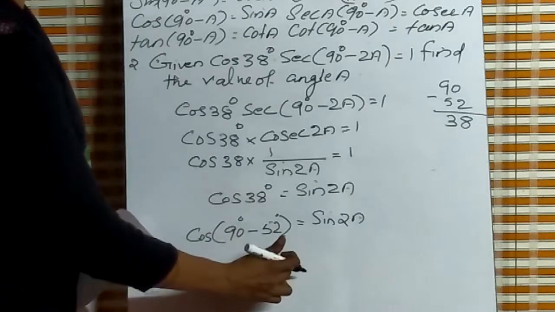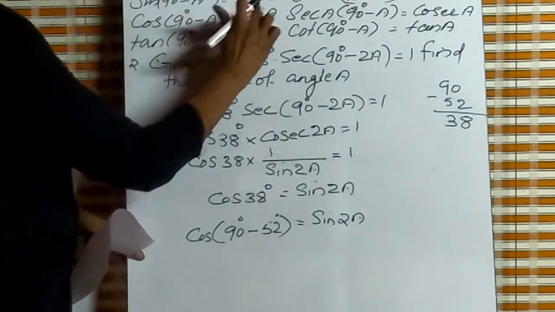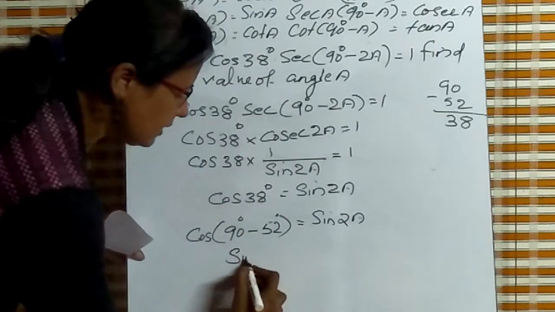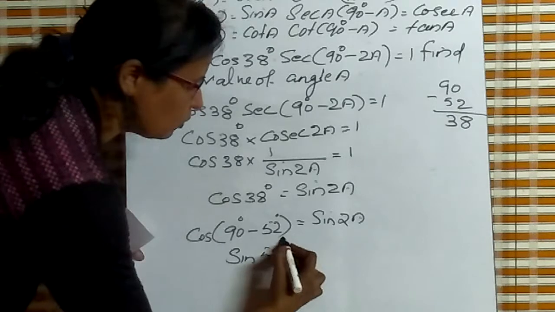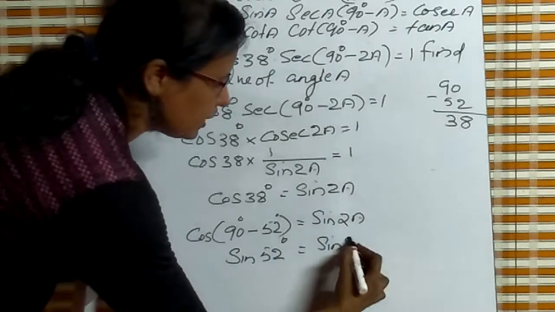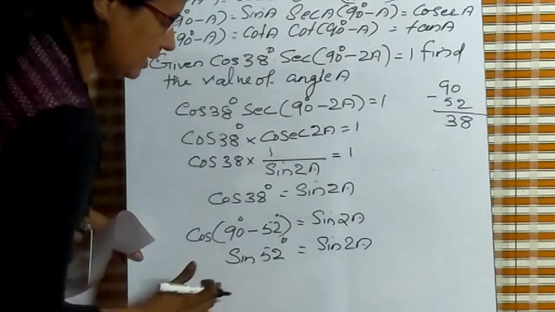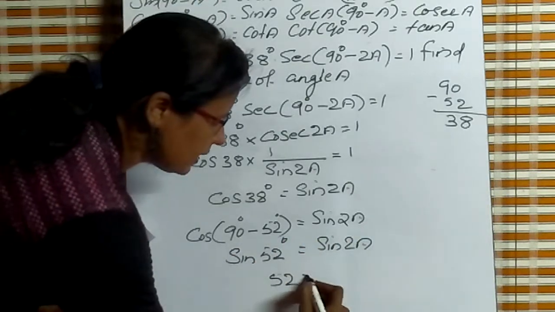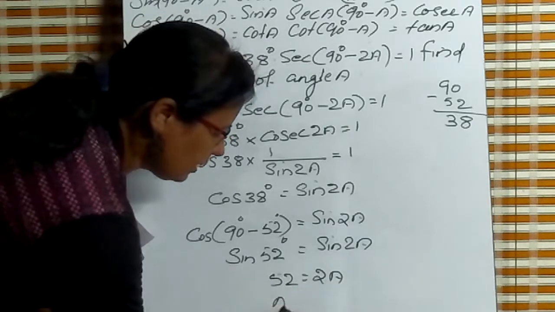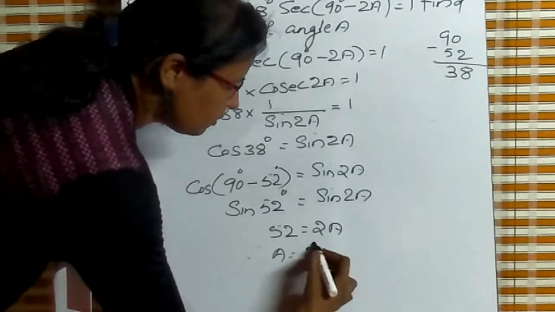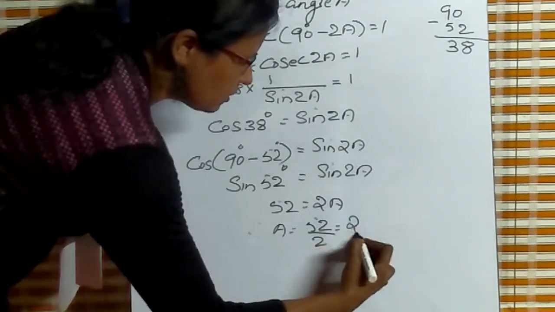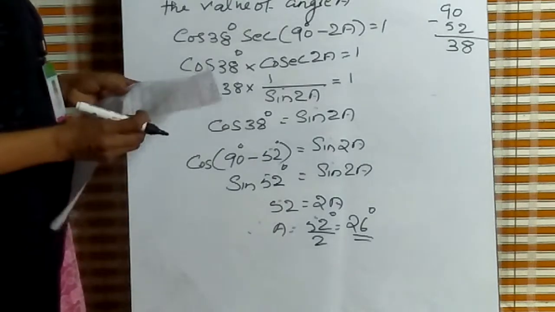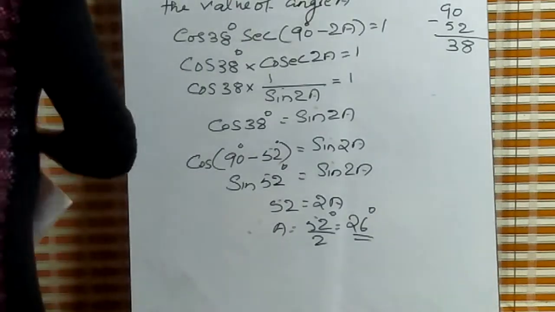What is cos(90° − A)? Cos(90° − A) is sin A. Here cos(90° − 52°) is sin 52°, which is equal to sin 2A. Now both sides contain sine, so 52 is equal to 2A. Therefore A is equal to 52 by 2, which equals 26 degrees. So the value of angle A is 26 degrees. Next question.